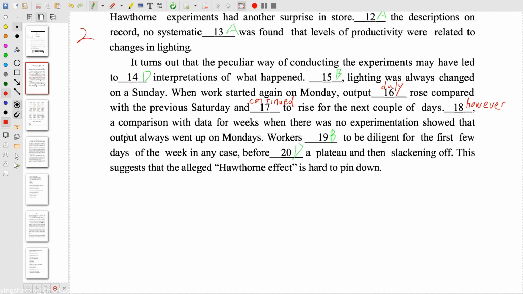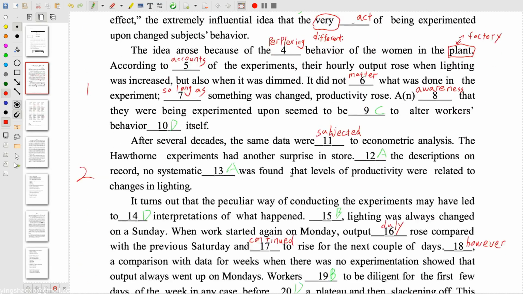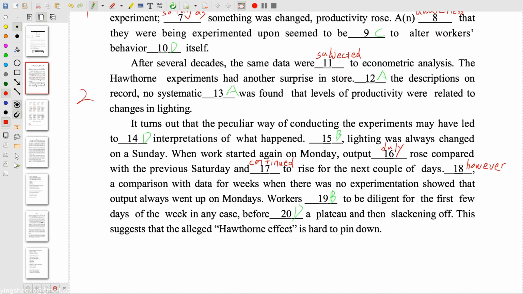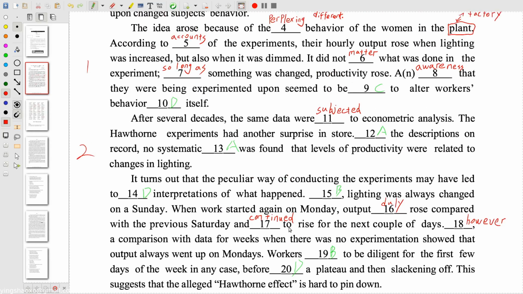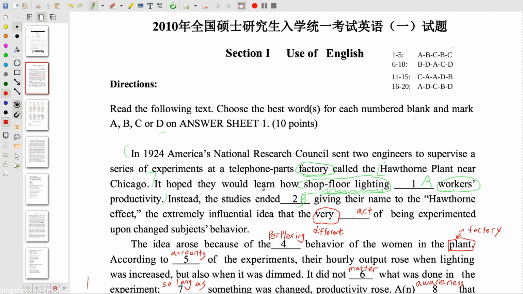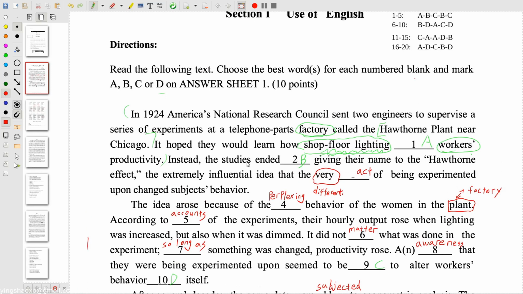Horizon effect is hard to pin down. Actually, you shouldn't remember this effect, because it hasn't been proved to be true. So it's just a word. And now let's read along this article for a little bit to have a global understanding of it.